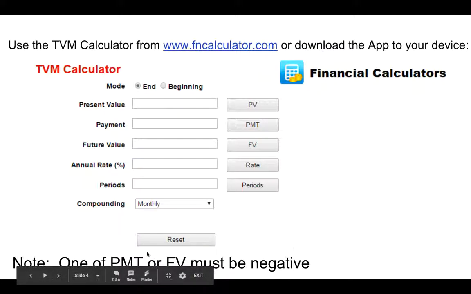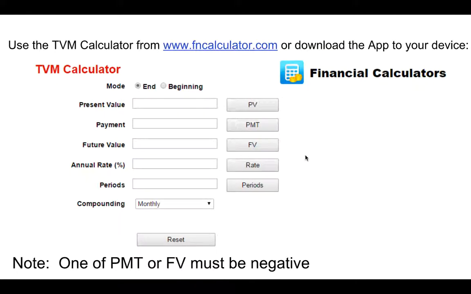One note: the payment, the future value, or the present value must be negative. When we solve for different amounts, like the interest rate, and we're plugging in, and we're not going to use the payment in this lesson but in the next one, the present value or the future value has to be negative, because what the TVM calculator is doing is saying what direction the payments are going.